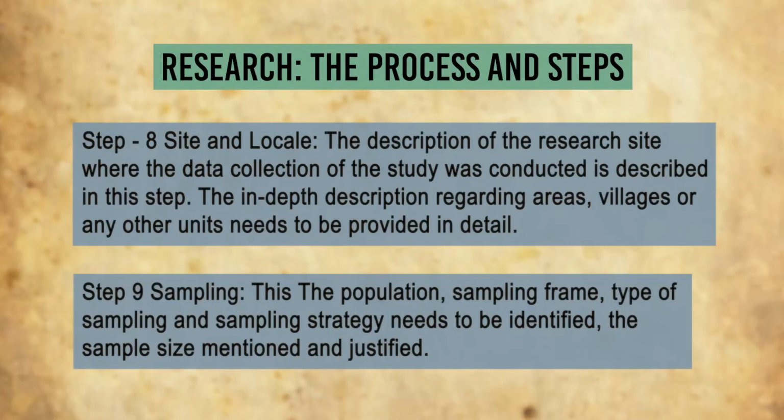So the locale and the site of the research, where the work will be conducted, where the research will be implemented, is extremely important. Step 9 is the sampling process. This is where we identify the population, the sampling frame, the type of sampling, and the sampling strategy. The sample size needs to be understood, meaning how many people will participate in our research. If it is qualitative research, the sample size might be relatively low, but if it is quantitative research, then it has to be a relatively bigger N.